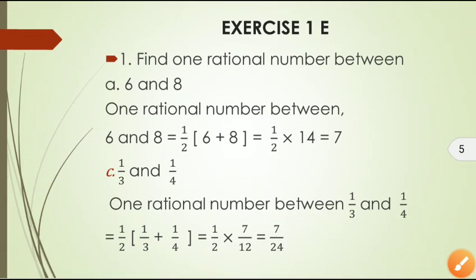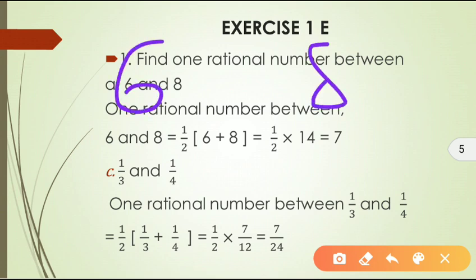Let's solve our next exercise 1E. Our first question is find one rational number between 6 and 8. You can directly solve this question. What is the one rational number between 6 and 8? The one rational number will be 7. In between 6 and 8 there is a 7, but we have to solve it by any of the methods. So I am taking the mid value method because it is the easier method.